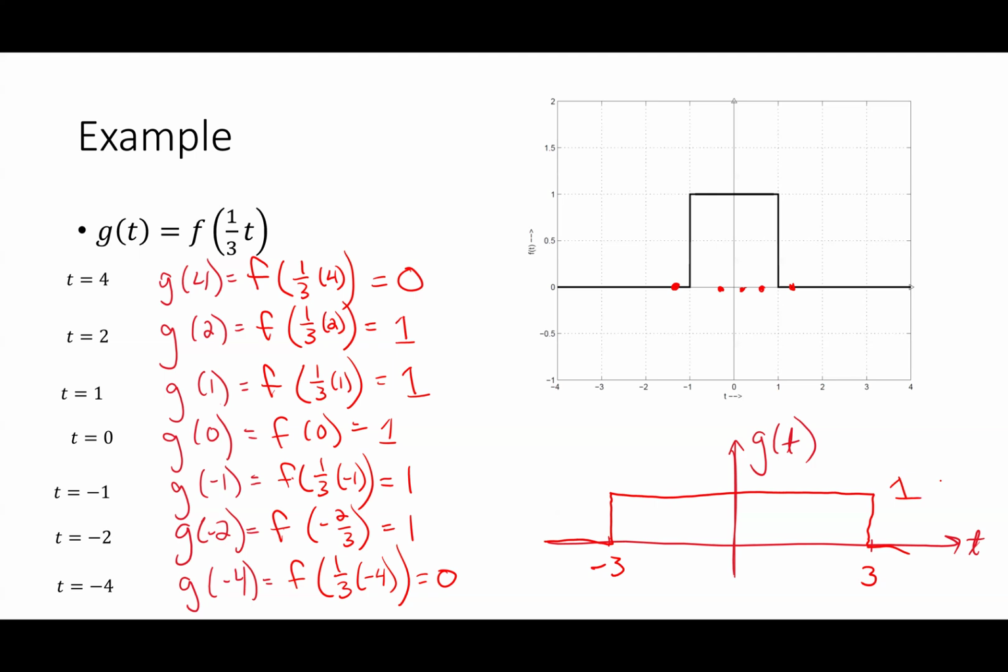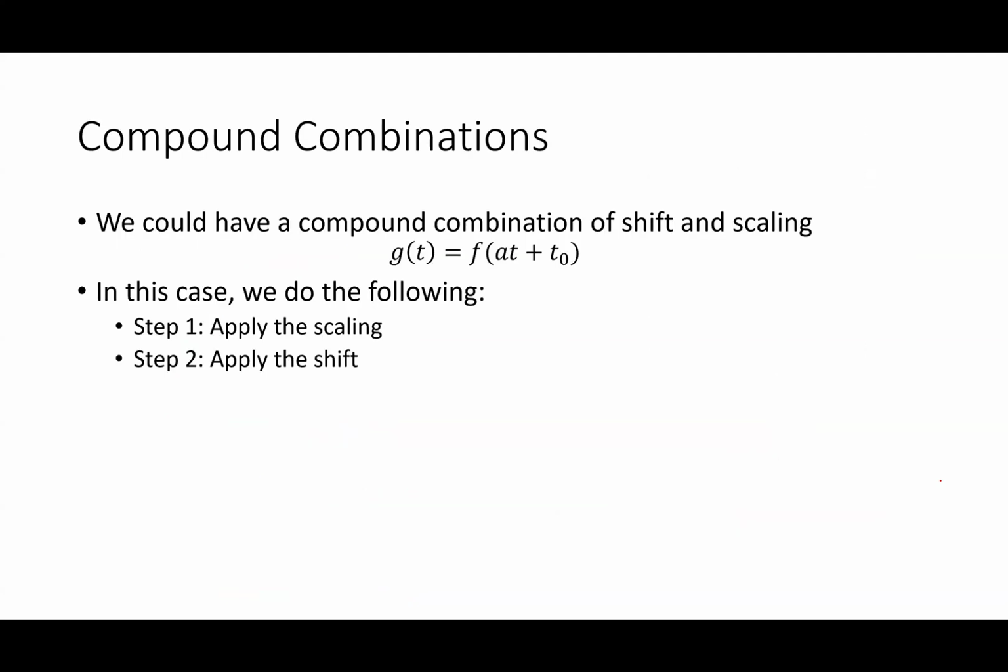Okay. And you can do that kind of stuff digitally, right? Once you've read a signal into a microcontroller, you can expand it. You can play it back and have it be bigger. All right. Now, the question is, what happens if I have a compound combination? So I've got g of t equals f of at plus a shift. When I have this, the right thing to do is to apply the scaling first and then apply the shift.